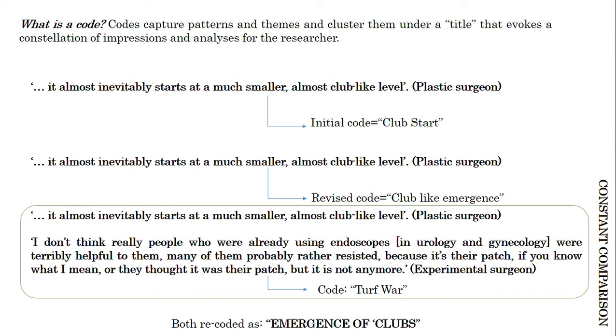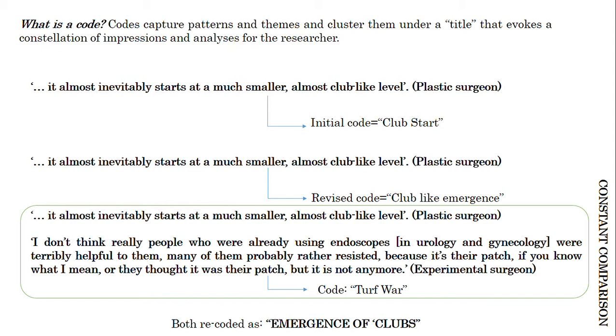Now it seems to be a little difficult how these different codes were combined. So for this we use the constant comparison technique. Now what is the constant comparison technique? I have already mentioned it, but now let's go into more detail. In the constant comparison technique, you go to the field, you collect some data, transcribe it, and you create initial codes like club start, turf war, and so on.